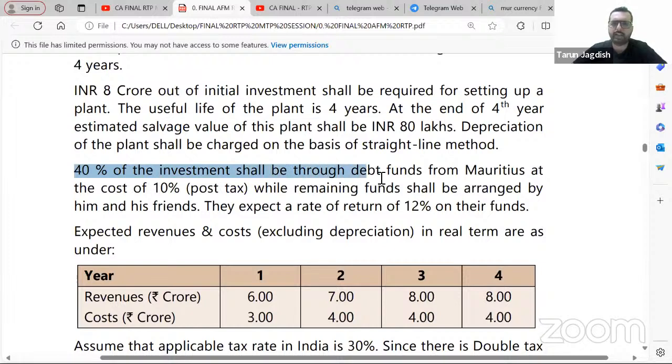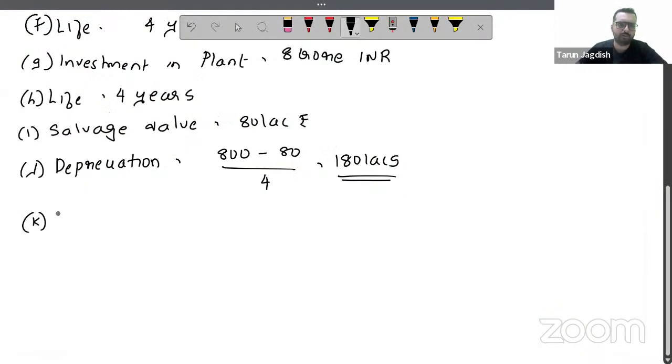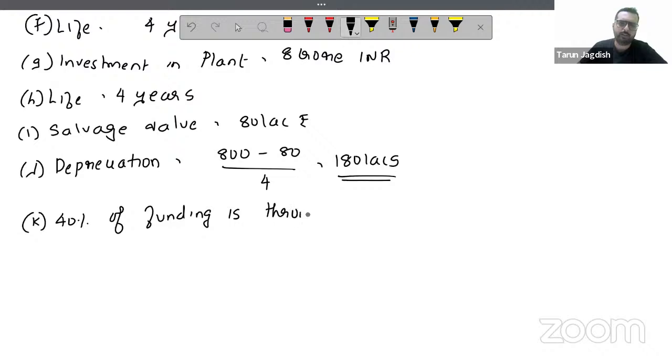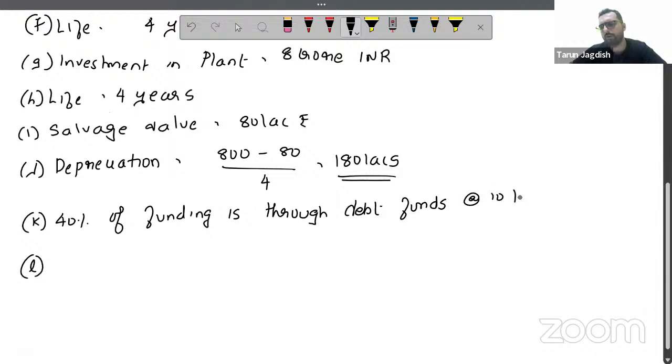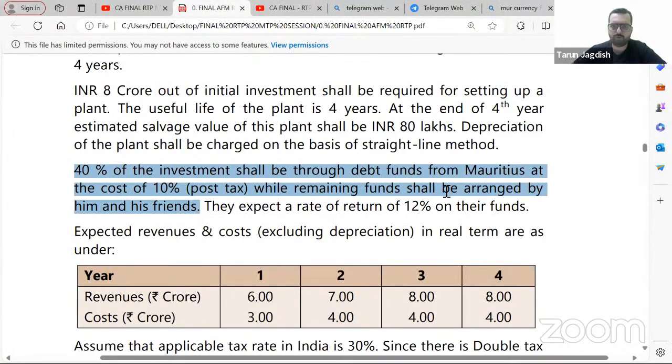Next part. 40% of the investment shall be through debt funds from Mauritius at a cost of 10%, while the remaining fund shall be arranged by him and his friends. So 40% of funding is through debt funds, at the rate of 10% post-tax. That's what they have told over here, right?